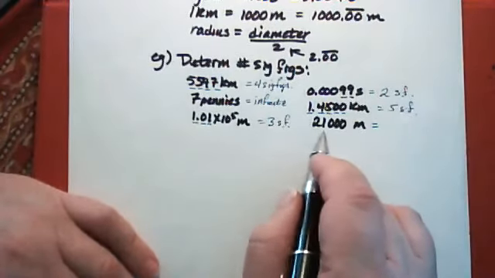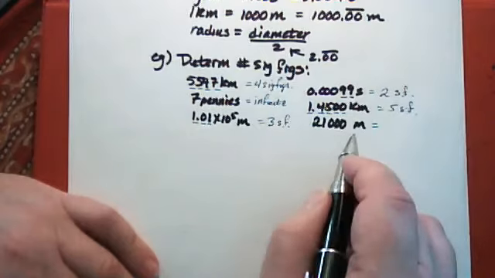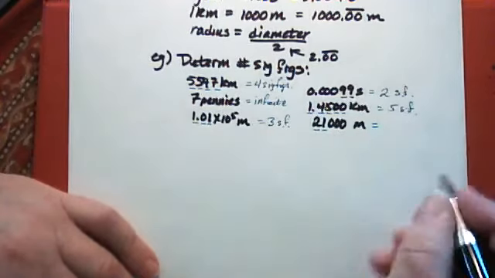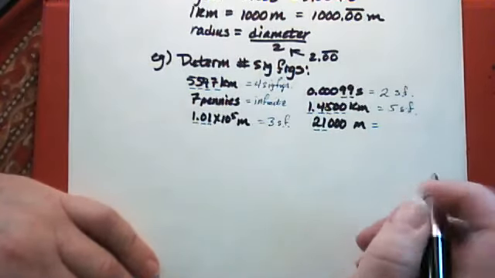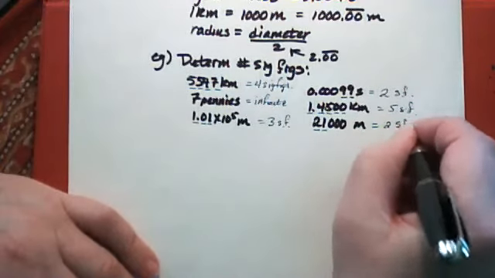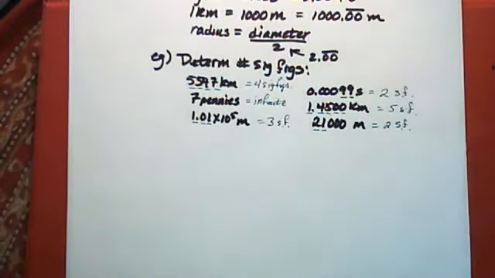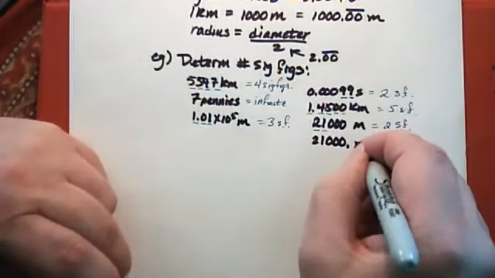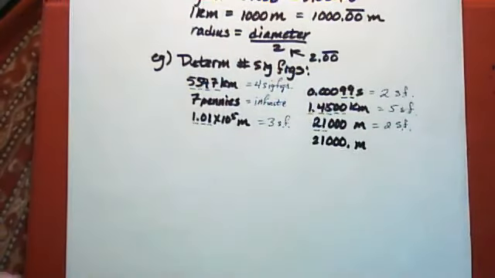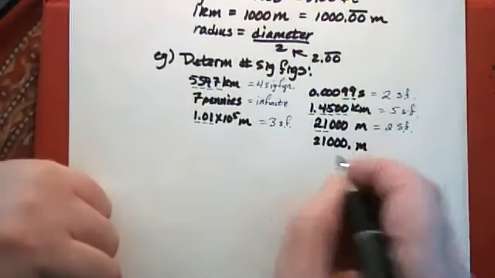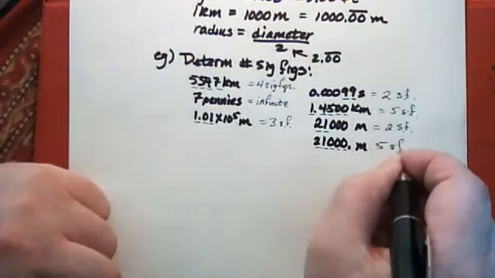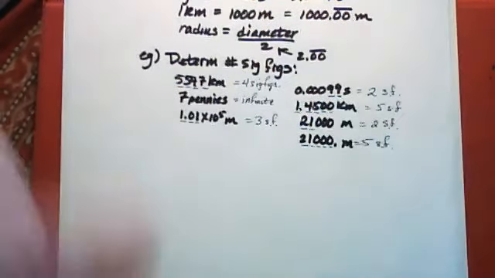21,000, on the other hand, notice there's no decimal point in this number. So the zeros at the end do not count. And so only the first 2 digits do, the 2 and the 1. That's 2 significant figures. If we had 21,000 with a decimal point at the end, or anywhere in the number for that matter, then we would have 1, 2, 3, 4, 5. That would be 5 significant figures.